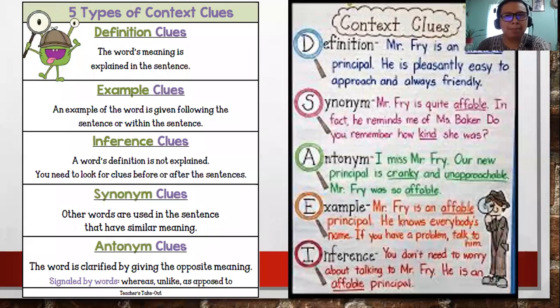So these are examples. There are 5 types of context clues. We can understand difficult words or unfamiliar words through definition clues, exemplifications or giving of examples, inference, synonym, or antonym. But there are different ways on how we can strategize on guessing the meaning of the word and how it is used in the sentence.